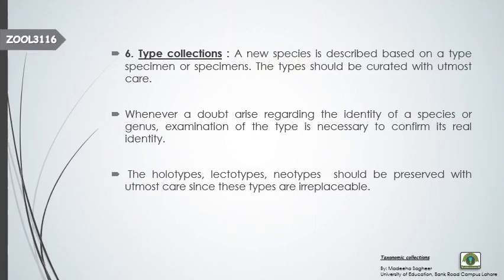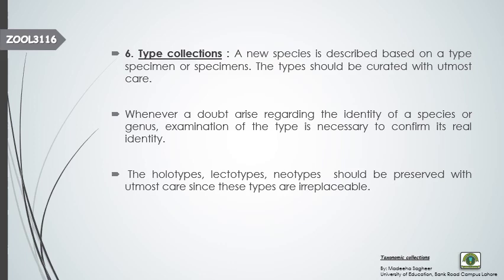Okay, the sixth kind of collection or specimens is the type collection. Type collection is a very important kind of collection because it is the physical evidence of a particular organism. A type collection is a specimen of an organism to which the scientific name of that organism is attached. Or you could also say that the type specimen is the specimen on which we define the features of a particular taxon. So these collections are much more important. A new species is described based on a type specimen or specimens. The type should be kept and curated with utmost care.